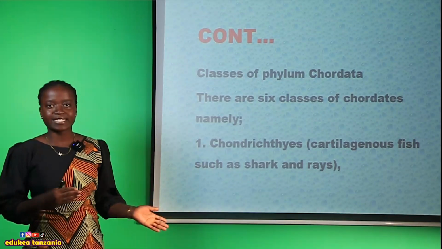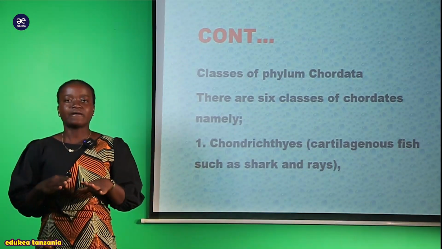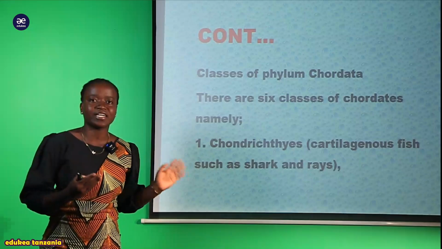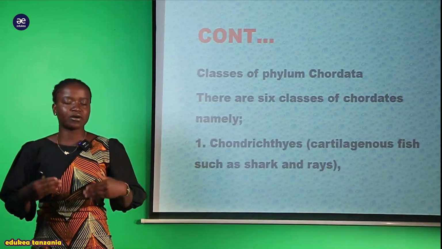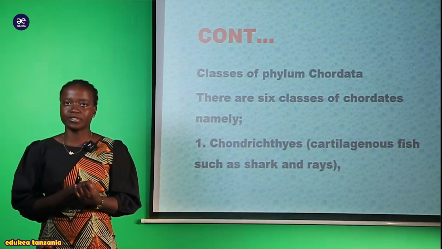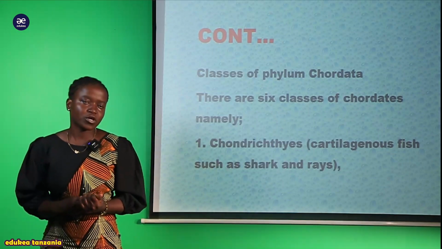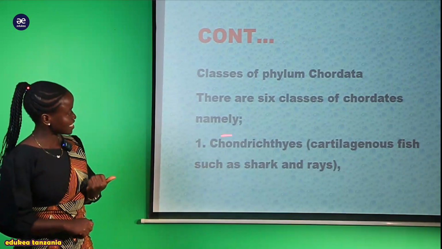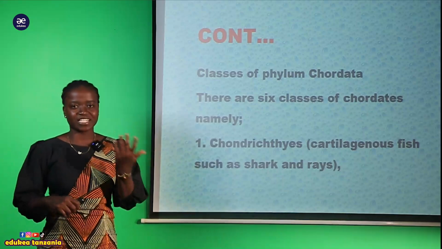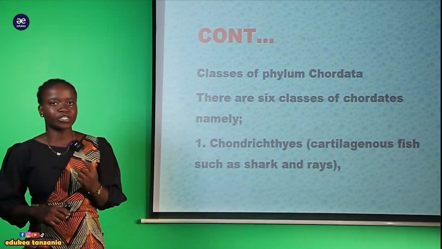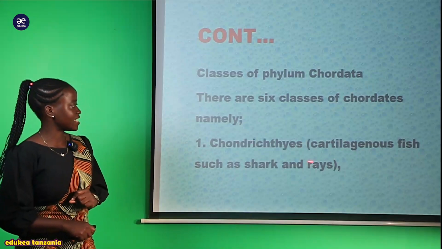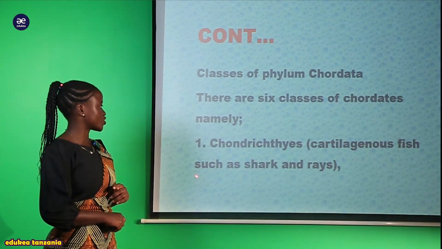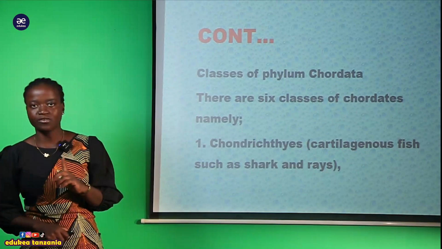So it is better to have a good foundation of this concept of phylum chordate, because most of them are the organisms that come in the practical exams. So now we are saying that the first class of phylum chordate we have is Chondrichthyes. Here we are talking about the cartilaginous fish such as the shark and the rays.